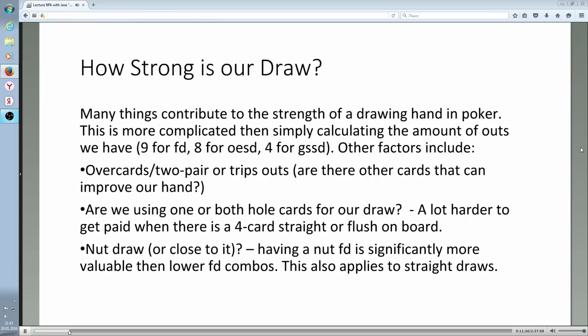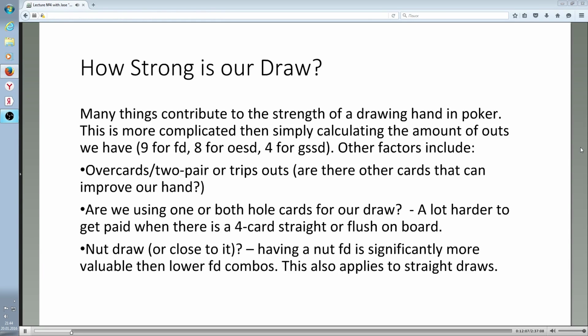So other than just calculating the amount of outs you do have, here are some other things you're going to want to think about when determining how strong your draw is. Like I mentioned before, do we have overcards that we can hit on the board? Two pair or trips outs, so maybe we flopped a pair and a draw, which is going to be significant there. Basically, are there other cards that can improve our hand other than the flush or straight draw hitting?